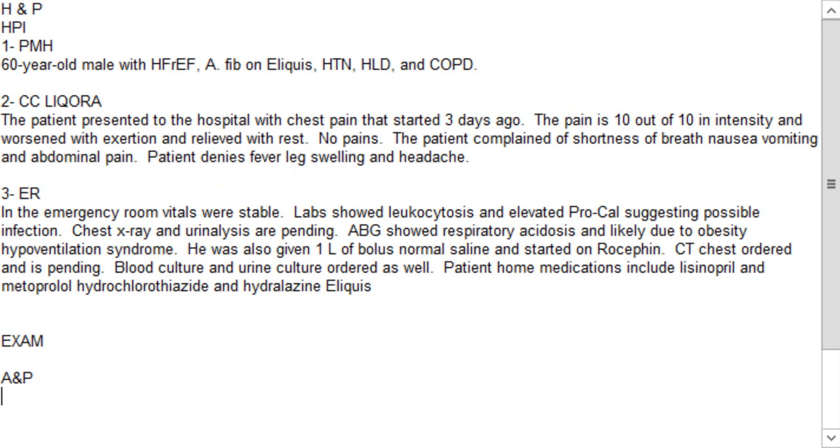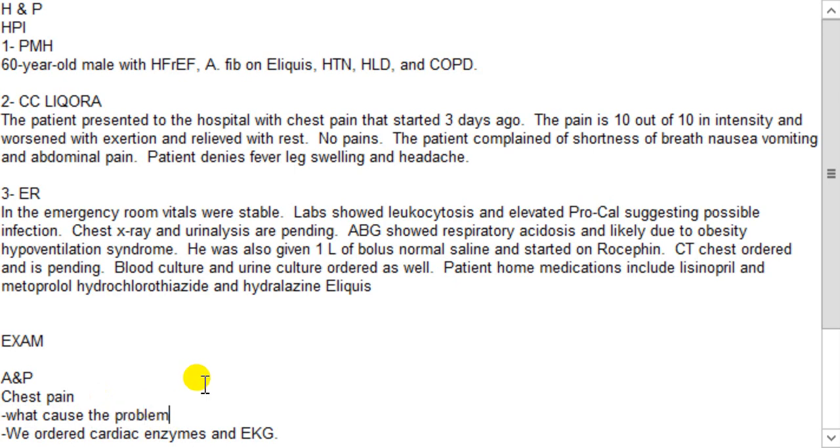Let's say, for example, chest pain. Next line, hyphen. We ordered cardiac enzymes and EKG, period. Initially, I would like you to put in the beginning what you think is the diagnosis, what causes the problem, and then write a diagnosis, okay? Maybe chest pain due to a heart attack, due to STEMI, okay?